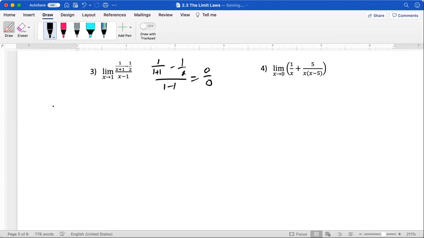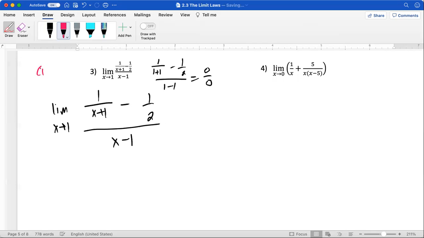And so in example number 3, I'm going to make my common denominator 2 times x plus 1. So what I'm going to do is multiply every term of this expression by 2 times x plus 1, and then I'm going to simplify.